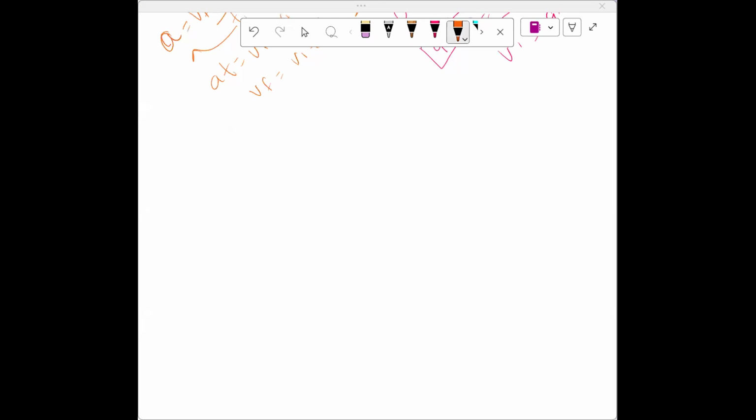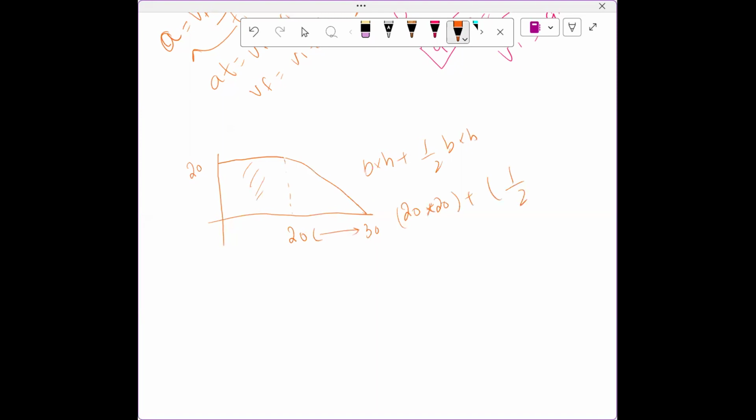Speed time graph में उसने हमें calculate करने को बोला होगा. Or something like that. For 20 seconds, it moved with uniform speed, and for the next 10 seconds, it moved with the deceleration. So the velocity was 20. Area in the graph हमारे पास क्या लगेगा? Base into height plus 1 by 2 base into height. Base is 20 and height is 20 plus 1 by 2. Base now is 10 and height is again 20.